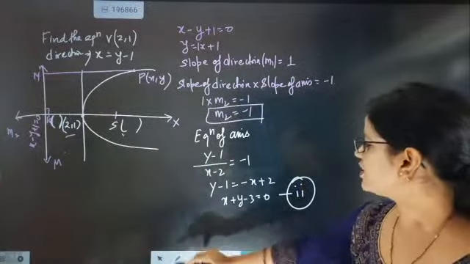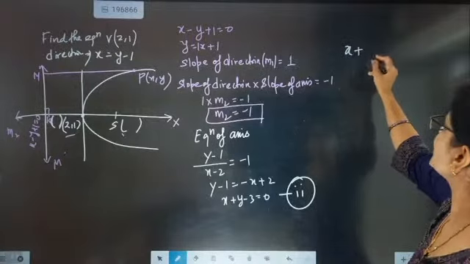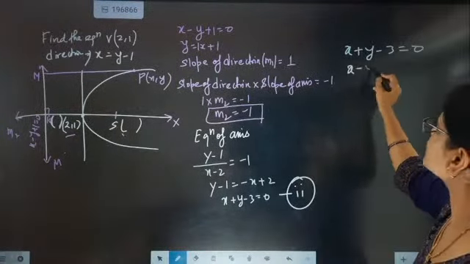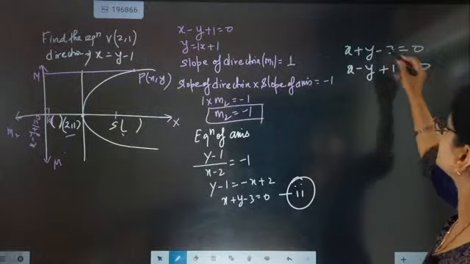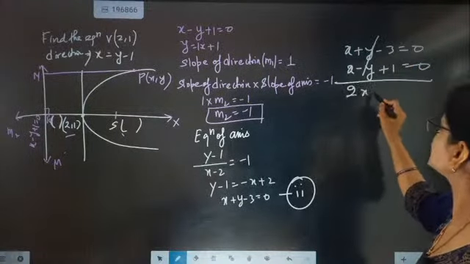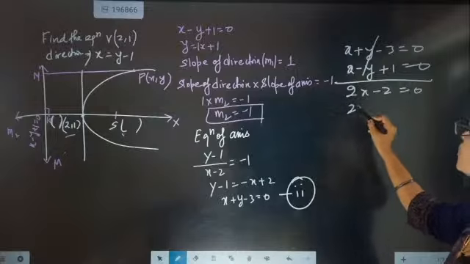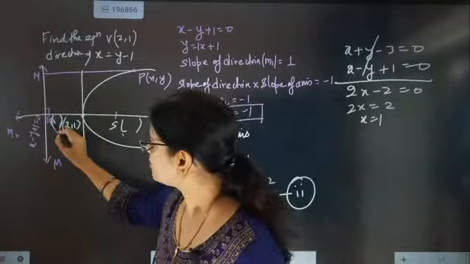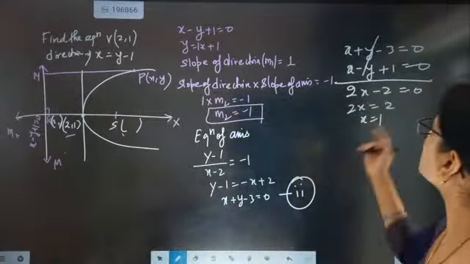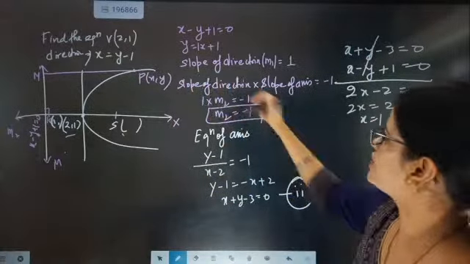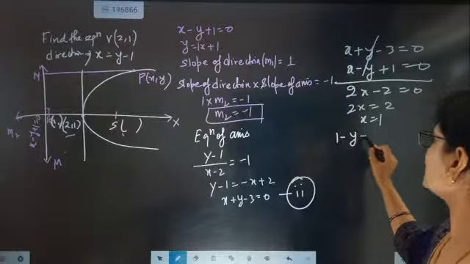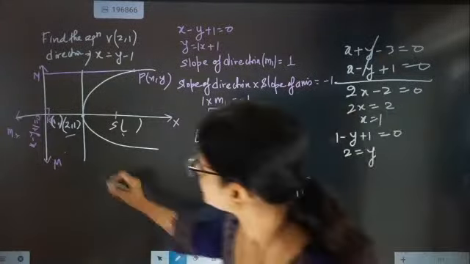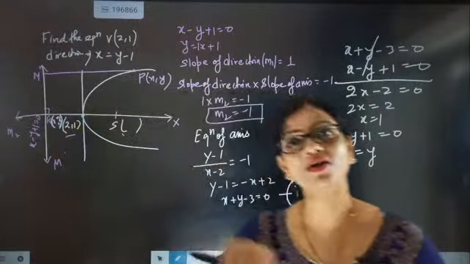So to get this point K, what have I done? x + y - 3 = 0, and the directrix equation is x - y + 1 = 0. Cancelled. So 2x - 2 = 0, 2x = 2, x = 1. Jackpot, K we got is 1. Now once you have x value 1, then 1 - y + 1 = 0, so y = 2. So the point K is coming as (1, 2).